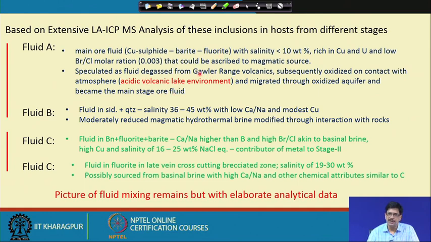So, here the distinction is that even though this fluid is of low salinity and lower temperature, based on some of the key parameters like the molar bromine and chlorine ratio, it is ascribed to a magmatic source, but a magmatic source a little different from what generally happens in normal mineralization associated with felsic magmatism. So, fluid B was in the siderite and quartz.